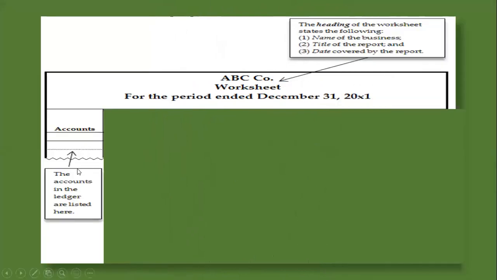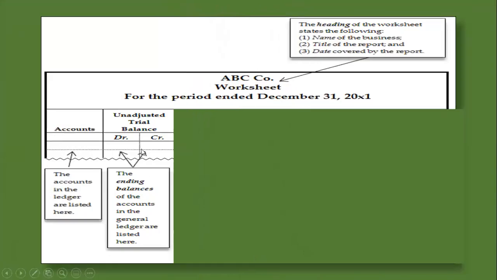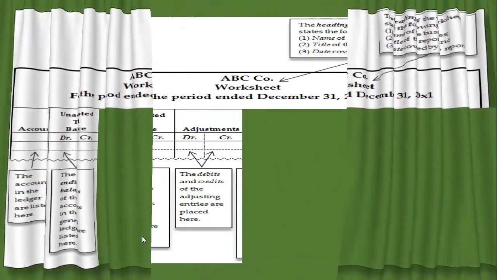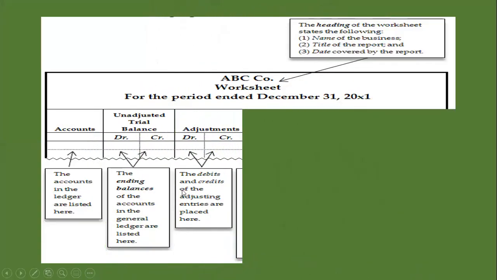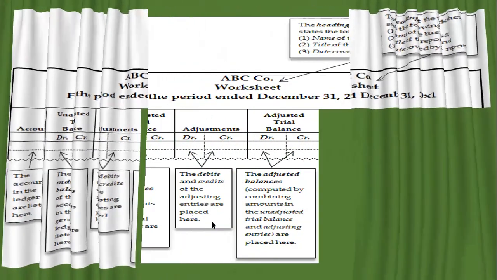We have the first column for the account title column. This is where you need to list the account titles. The second column contains the unadjusted trial balance. So this is where you need to place the different amounts from the unadjusted trial balance. Then we have the adjustments. This column is where you post the amounts from the adjusting entries.